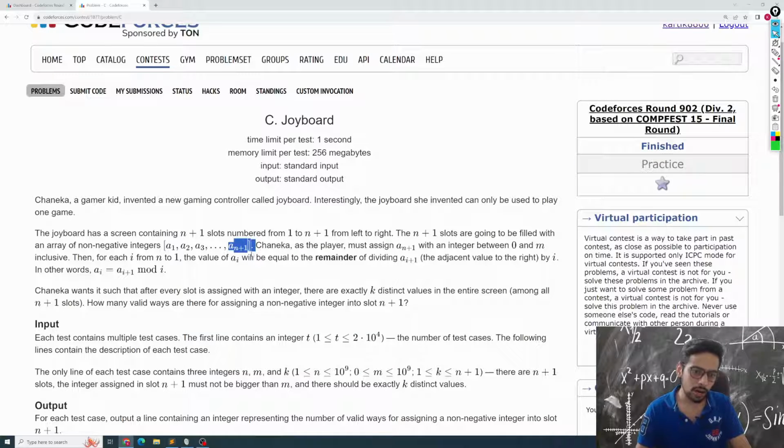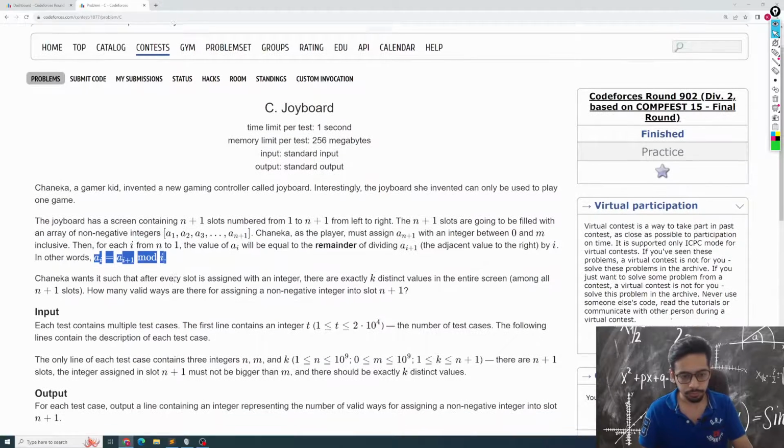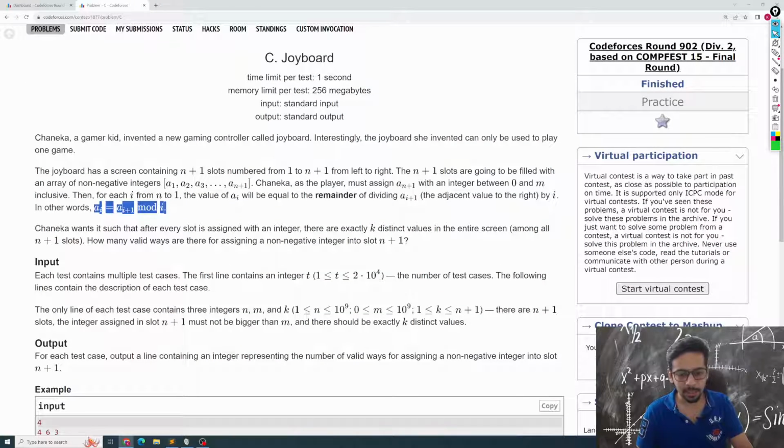So after you have selected a(n+1), a(n) is going to be a(n+1) modulo n, and a(i) is going to be a(i+1) modulo i. So the current element will be whatever is the right element modulo the current index. As an input you're given n, m and k. You have to find out the number of ways in which you can select the n plus 1th element, so that in the remaining array, the number of distinct values is exactly equal to k.